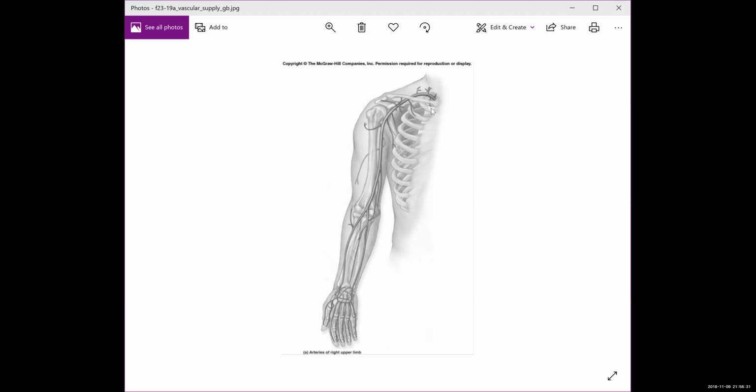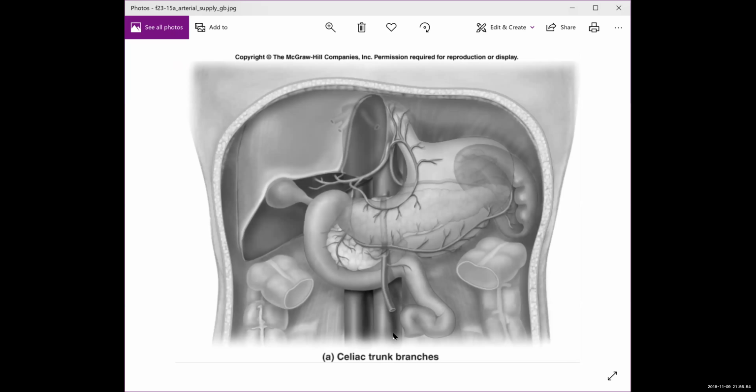Name this vessel right here. Hard to tell, but maybe internal thoracic artery, I think. All right, let's see. Okay. Next vessel.